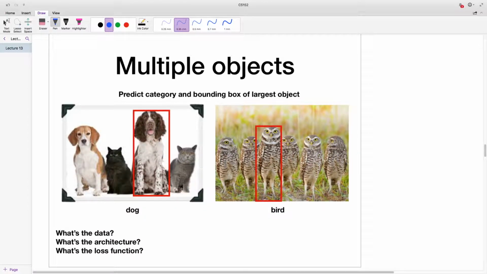Category and bounding box of the largest object. This is fairly straightforward. So it is really the same architecture. So this is same as category and bounding box of a picture with a single object. So the one we had before that just had a dog.